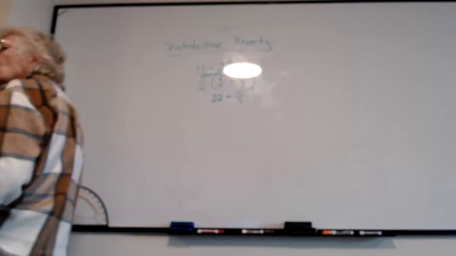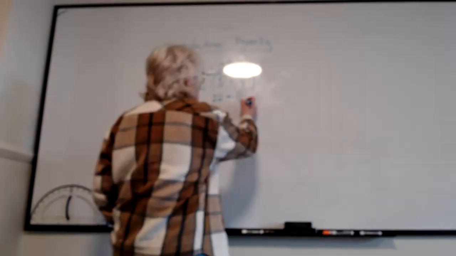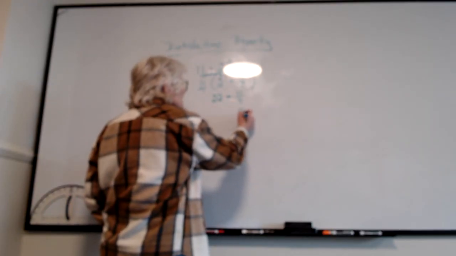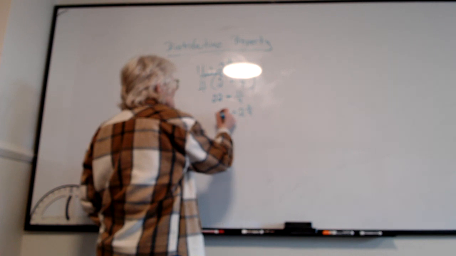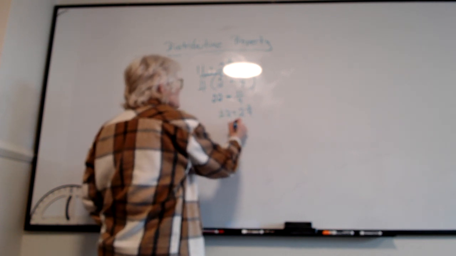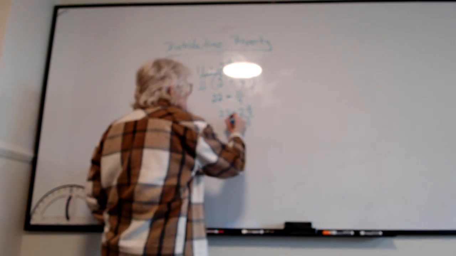How many times does 4 go into 11? 2 and 3. It would be 11/4 because 4 goes in here twice. There's 3 left over, so it's 2 3/4 plus 22. The answer to this problem is 24 3/4.